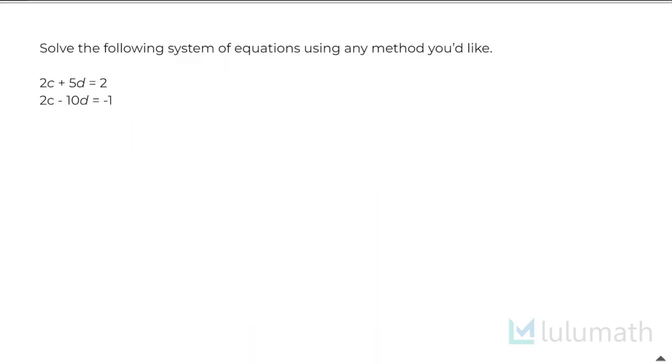Okay, in the next question, we're asked to solve the following system of equations using any method that we would like. So if you take a look right here, we have, again, I'll highlight the top one as our purple equation and the bottom one as our blue equation. And this time I'm going to use elimination just to kind of change it up a little bit.